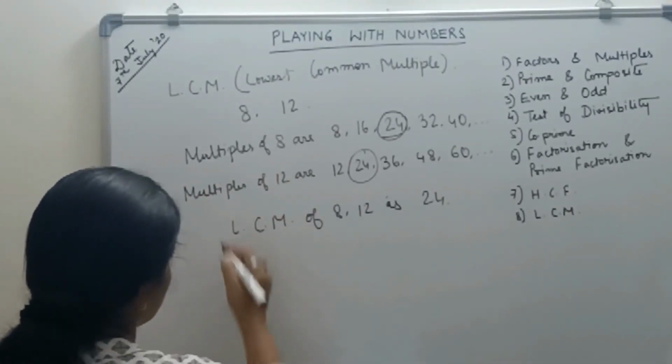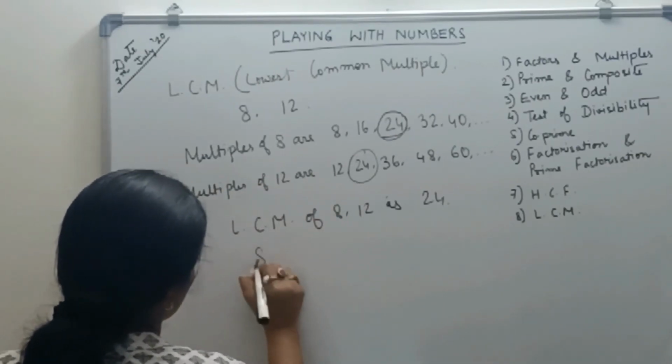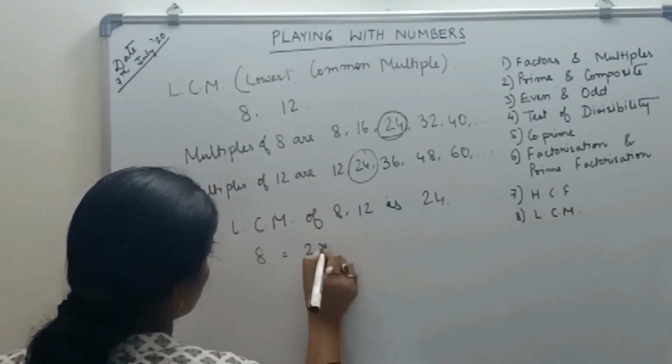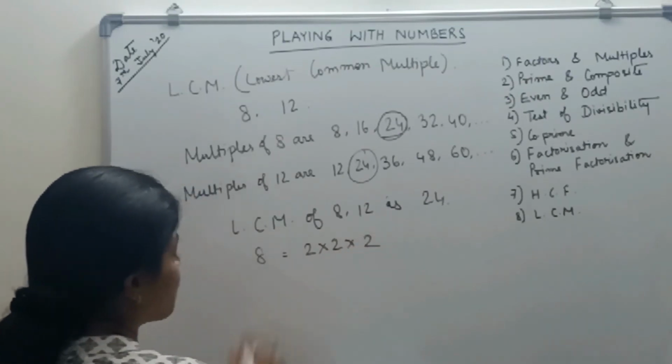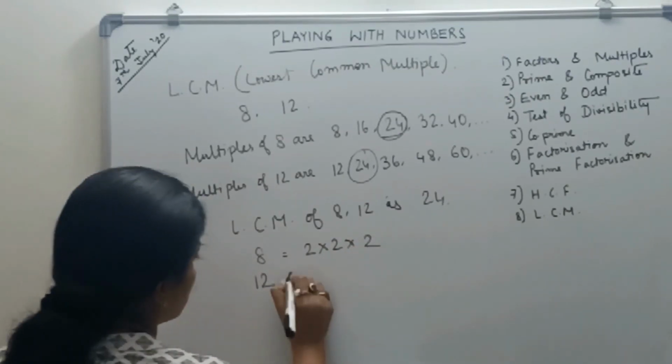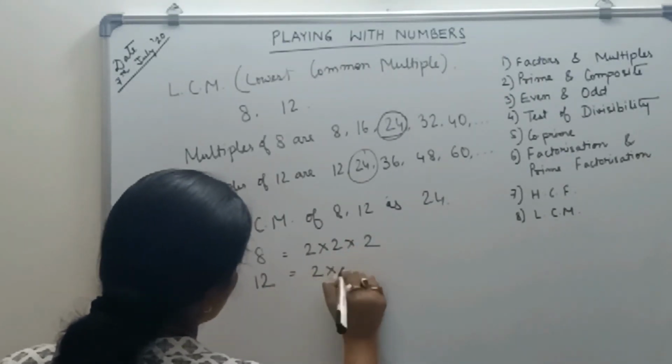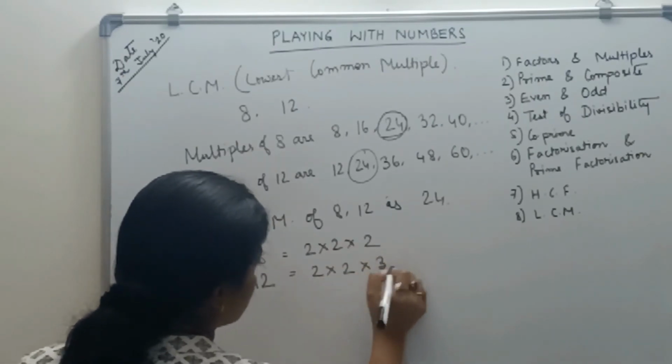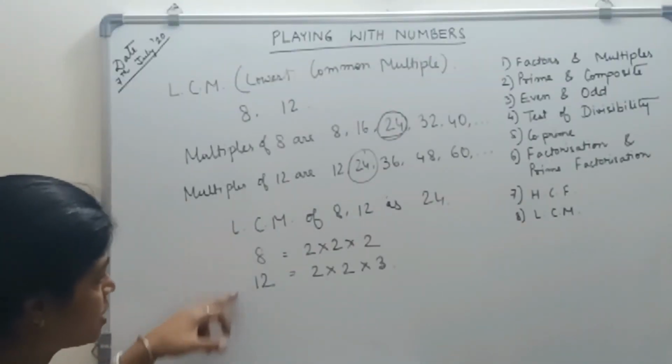Now the other way, in the prime factorization method, if I do it, what is 8? 2 into 2 into 2. Now what is 12? 12 means 2 into 2, 4, 4 into 3, 12. This is the prime factorization way.